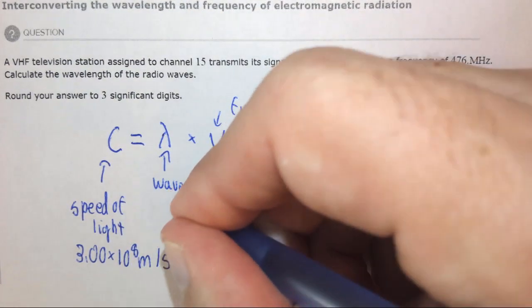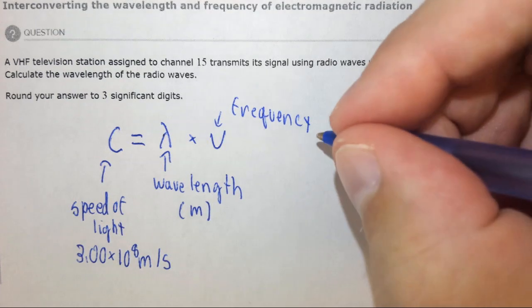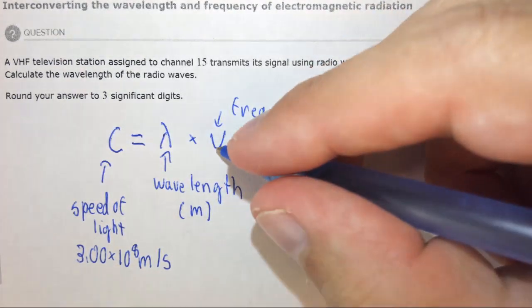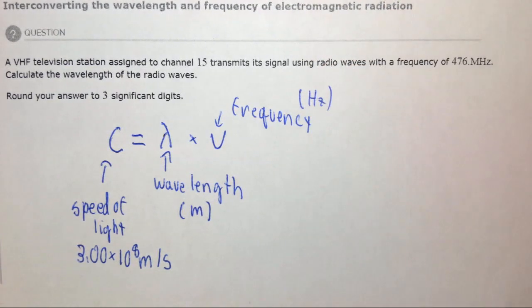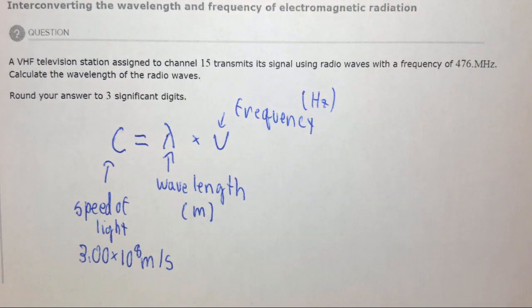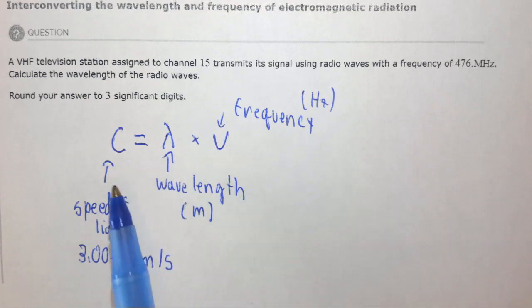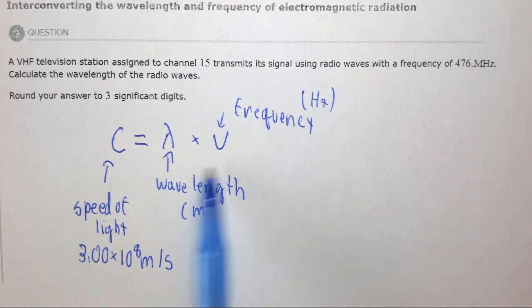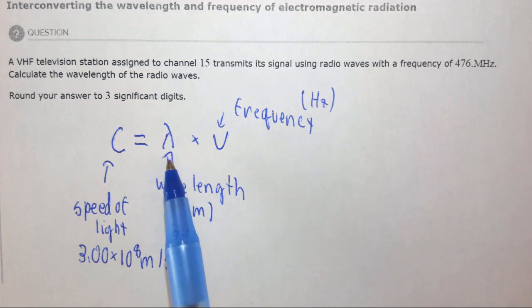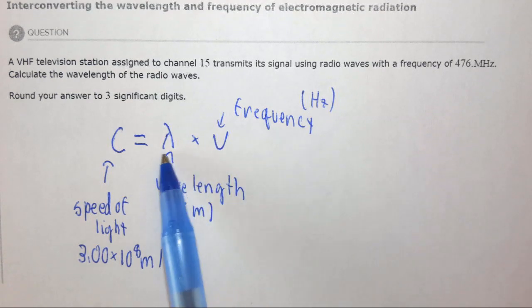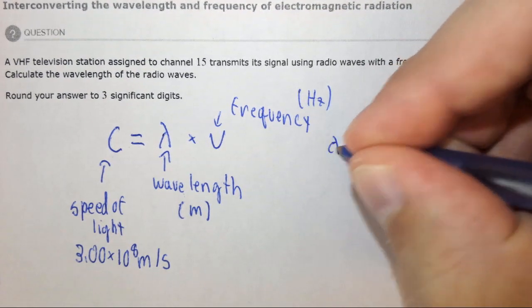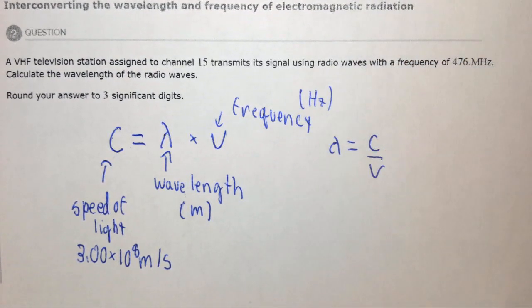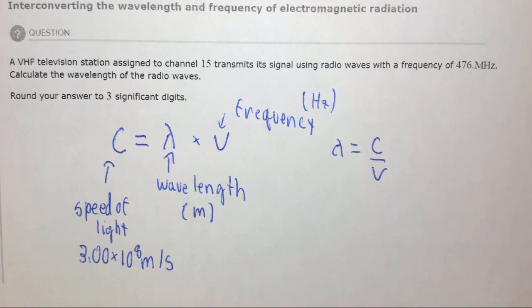Lambda is the wavelength, and that's in meters. And the frequency is nu, and it's in hertz or seconds to the -1, but here I'm just going to put it as hertz. So now we have the equation that we need to solve this. Because c is a constant, if we know one of these two things, we can find the other. But before we do that, we need to rearrange it. We're looking for lambda, so we have to divide both sides by nu. So lambda equals c over nu.